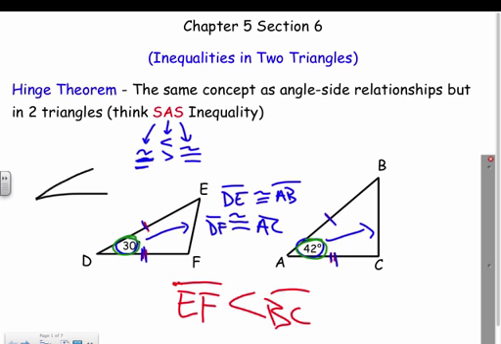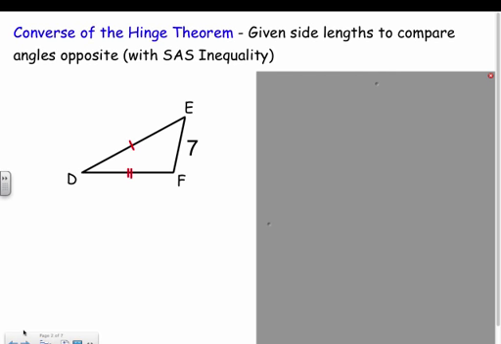So if you have a hinge that's going like this, you should be able to move this top line here. Oh, screwed that one up. I could move that angle upwards a little bit, just like a hinge. Okay? So something like that. And we also have the converse of the hinge. The only difference is we're still dealing with the side-angle-side thought process, except we just have side lengths and we're looking at the angles instead.